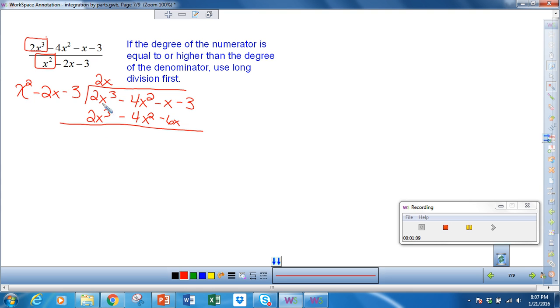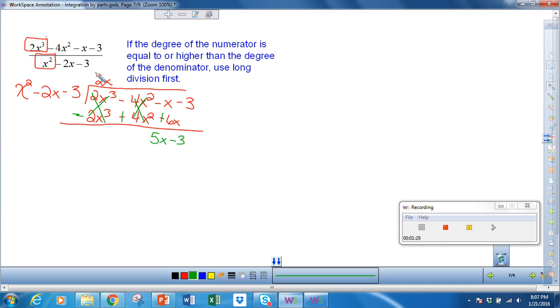and then we subtract, and when we subtract we change the sign of each of these. So I'm just going to do it in a different color. That becomes negative, that becomes positive, and that becomes positive, and adding those together, that zeroes out, that zeroes out, and I'm left with 5x minus 3.